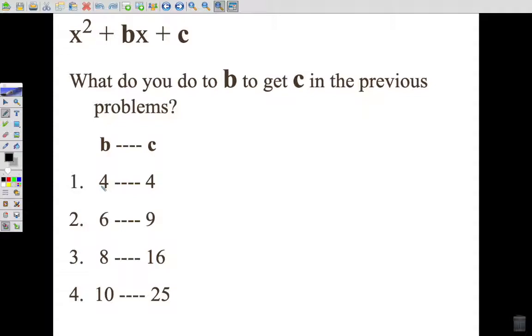Well, 4 times 1 is 4, but 6 times 1 isn't 9. So that pattern that we saw with the two 4s doesn't hold up for the others. And actually, when they're both 4s, it's kind of hard to see a pattern. Even with this example, you could say, oh, 8 times 2 is 16, I've got the pattern, but 6 times 2 is not 9. Take a closer look, pause the video if you need to, and think about what you could do to 6 to get 9. What could you do to 10 to get 25, as long as that pattern holds for every one of these problems?